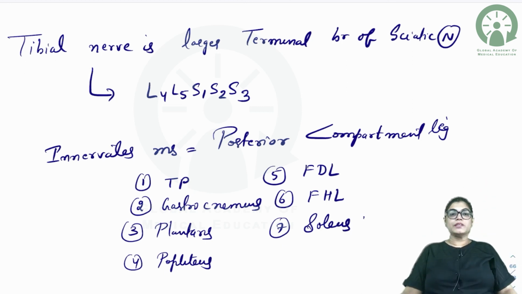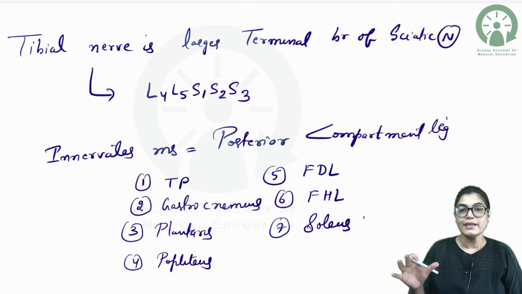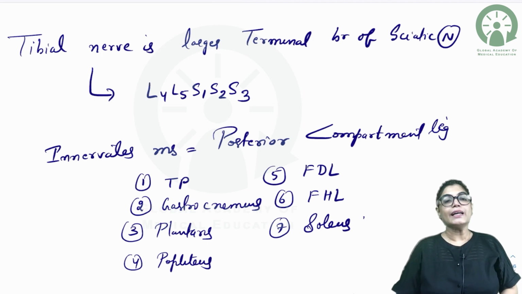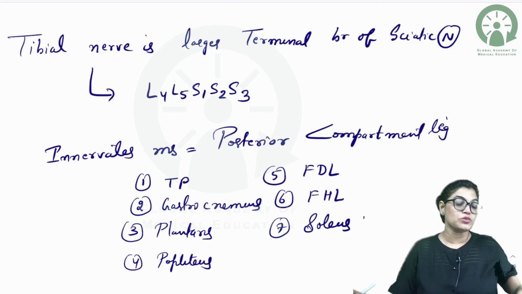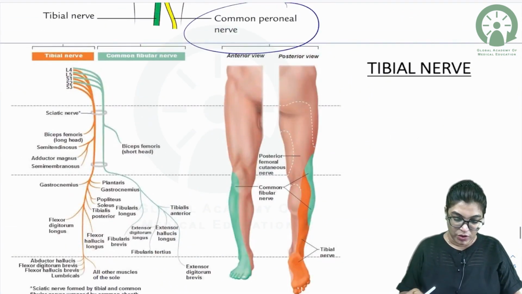So, gastrocnemius, soleus, plantaris, popliteus, tibialis posterior, flexor digitorum longus and flexor hallucis longus. All get innervated by the tibial nerve. Then the tibial nerve divides into the medial and lateral plantar nerves, and that gives innervation to the sole muscles. Now talking about the common peroneal nerve.